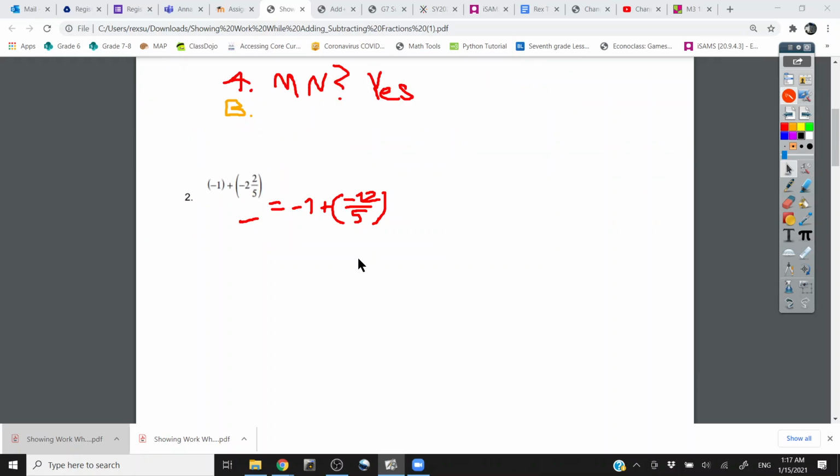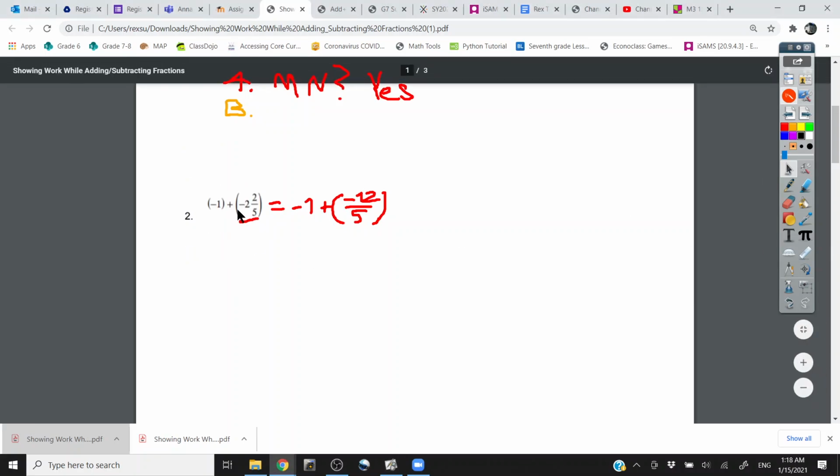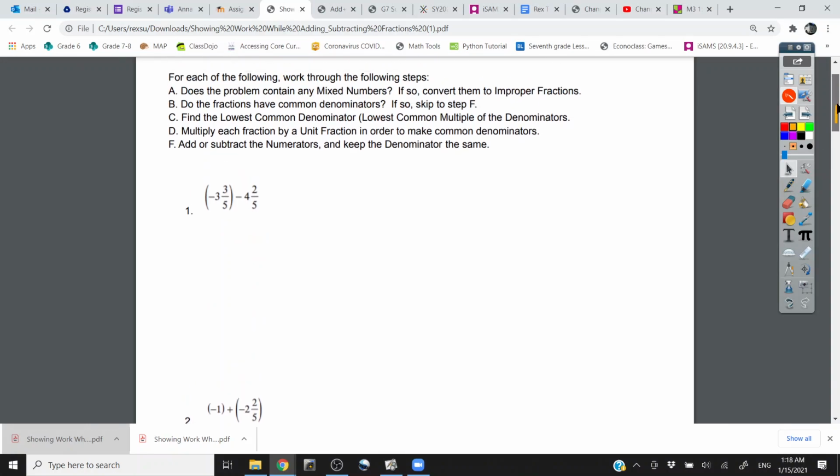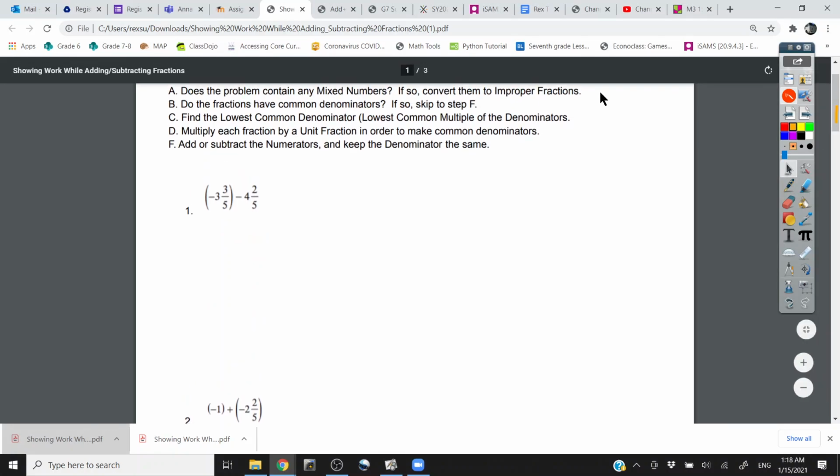So let's look. Do these fractions have common denominators? Well, no. This guy has a 5 as a denominator. This doesn't even have a denominator yet. So -1 is the same as -1 over 1, but those are not common denominators. So next I have to look at what step B tells me to do. Step B up here says, if they have common denominators, skip to step F. We don't have common denominators, so I'm going to go to step C.